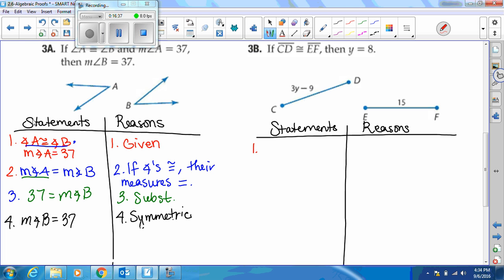We're going to start with our given. Our other given is what the measures of those segments are, so we need to write that down. So the measure of CD, no segment sign, is 3y minus 9. And the measure of EF is 15. Those are given.